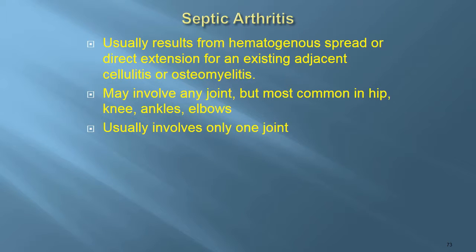Septic arthritis usually results from hematogenous spread or direct extension from an existing adjacent cellulitis or osteomyelitis. It may involve any joint, but most commonly it occurs in the hip, knee, ankles, and elbows. It usually only involves one joint.